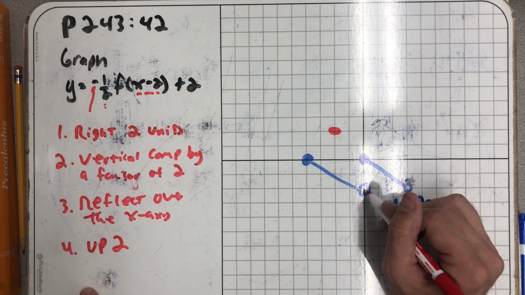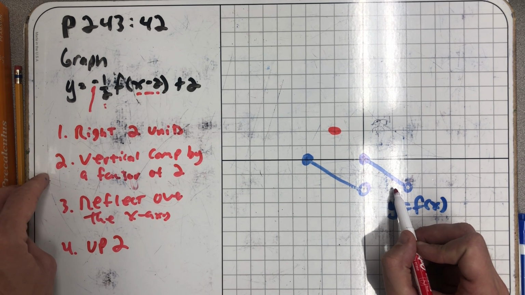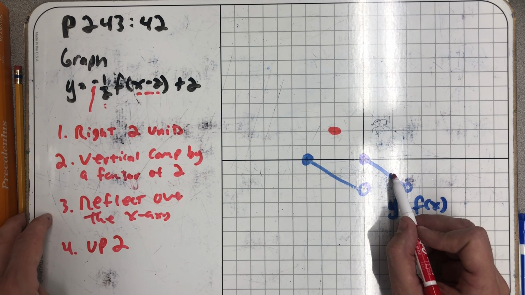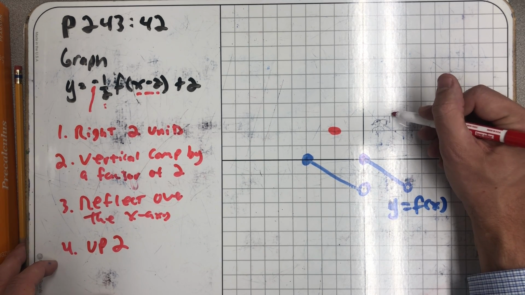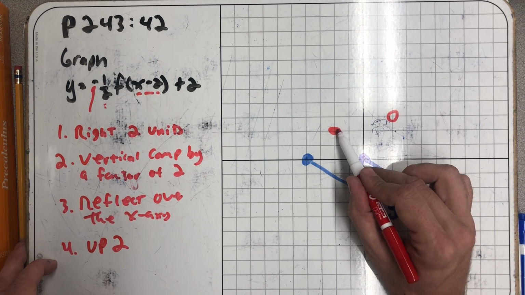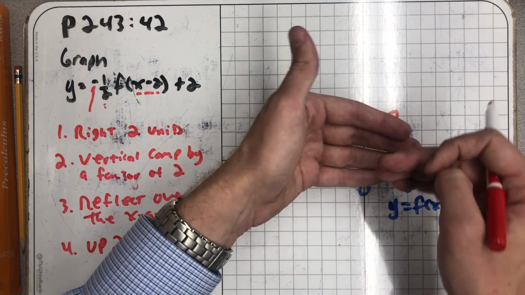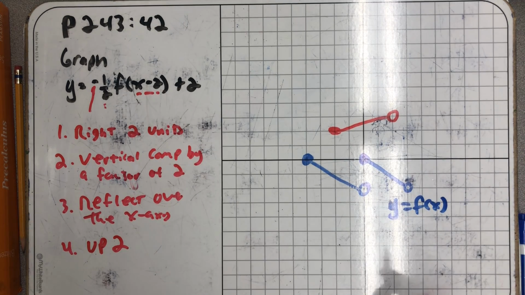All right, let's move this open circle. Right 2. Vertical compressed by a factor of 2, so it goes from being at minus 2 to being at minus 1. Reflect over the x-axis, and then up 2. So I end up with that nice happy point there, and I connect these with a straight line. Over 2, compress, reflect, up. This line segment becomes that line segment.